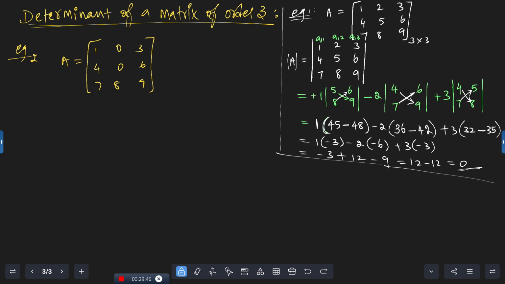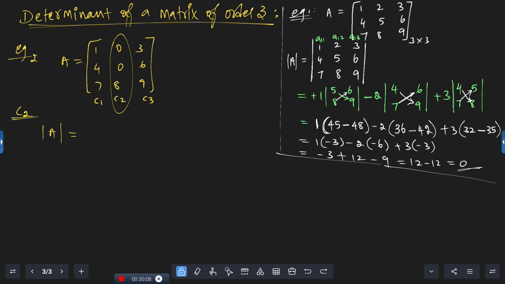Now, what is the way to make the answer easy? Listen, in column 2 we have some zeros. Have you noticed? So now the determinant I am going to do with the help of column 2. With the help of column 2, if you compute the determinant, what is my answer?